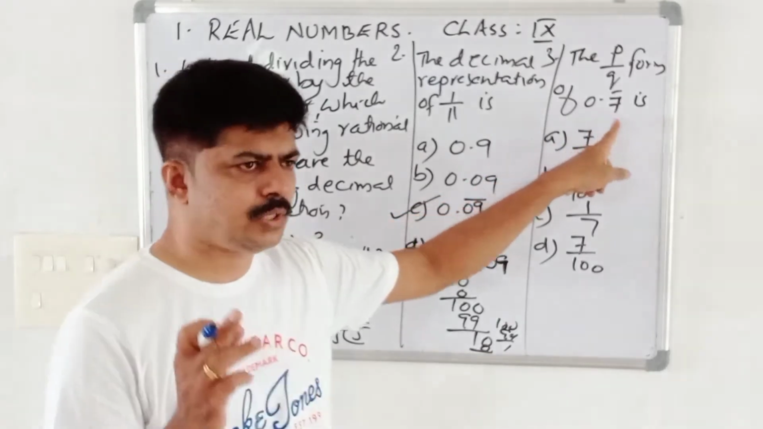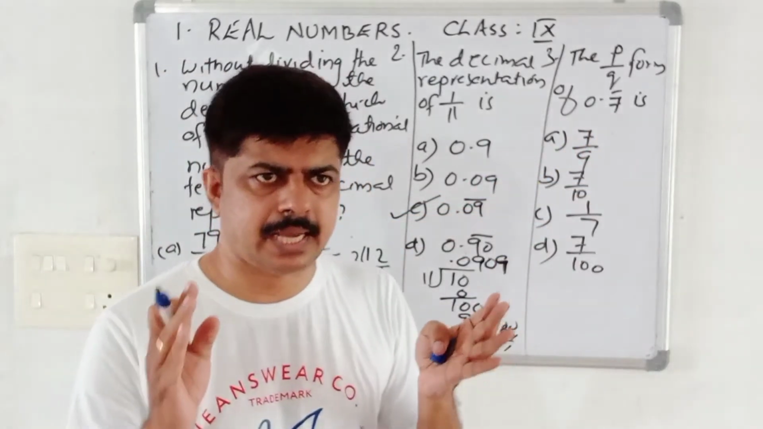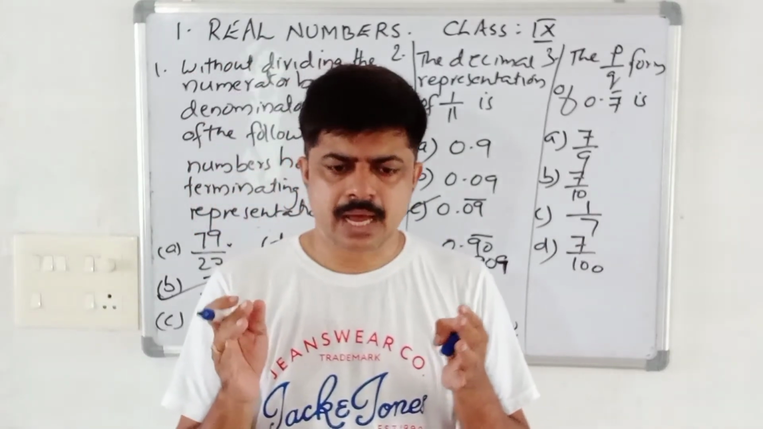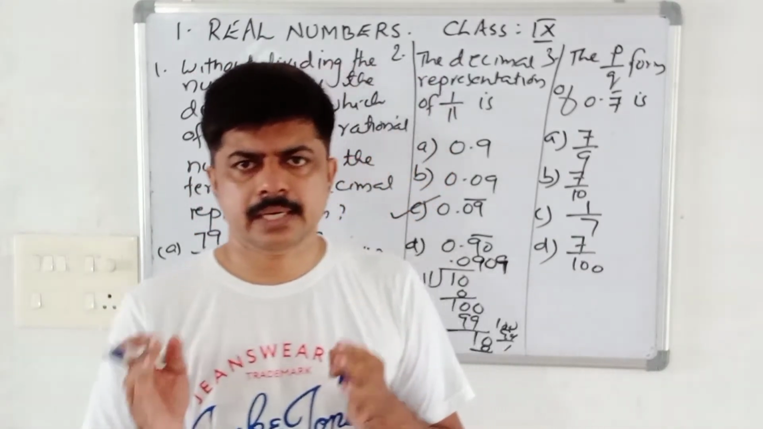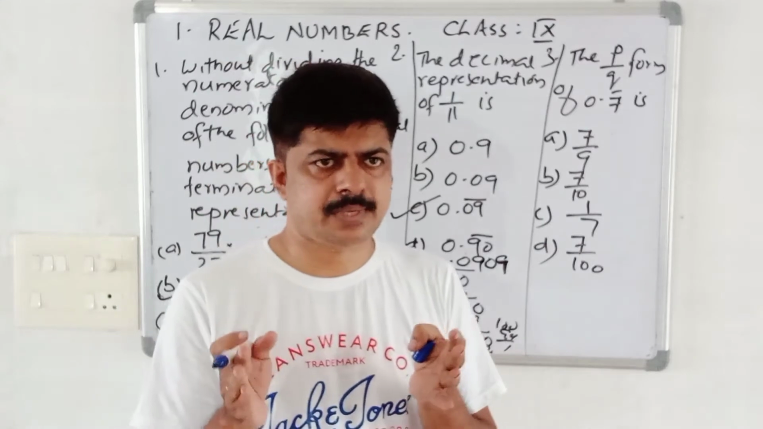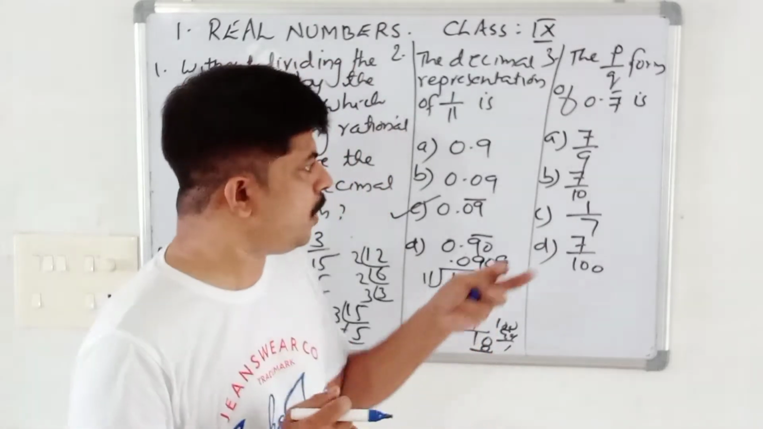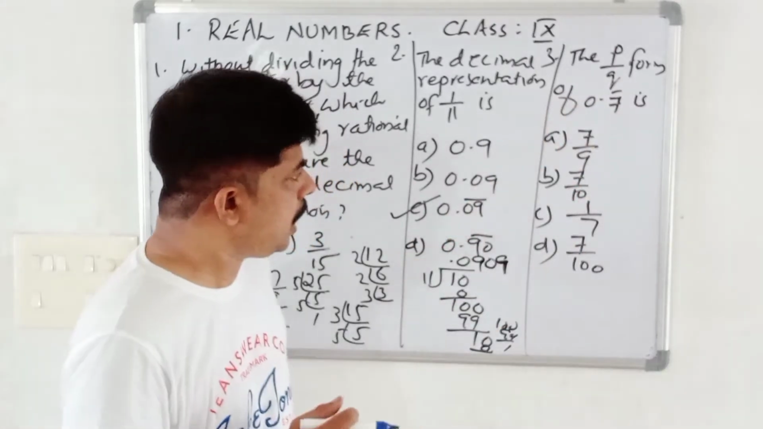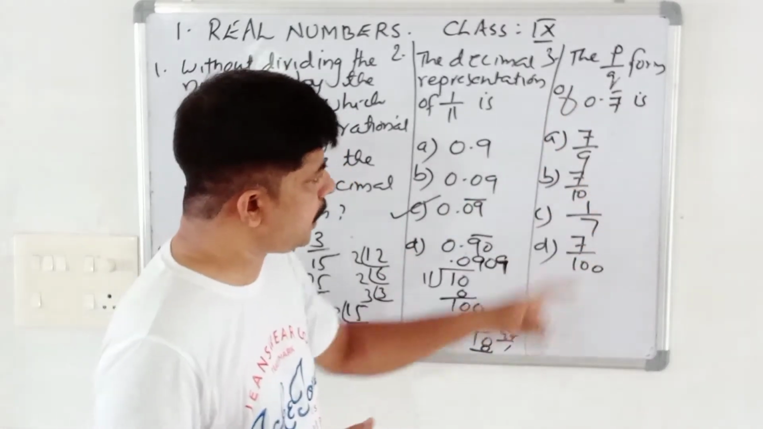Whereas here a recurring decimal is given. We know that all the rational numbers are either terminating or recurring. That means every rational number can be expressed in the form P by Q. This is a recurring decimal. Of course, this is a rational number. Now, how can you convert this into P by Q form?